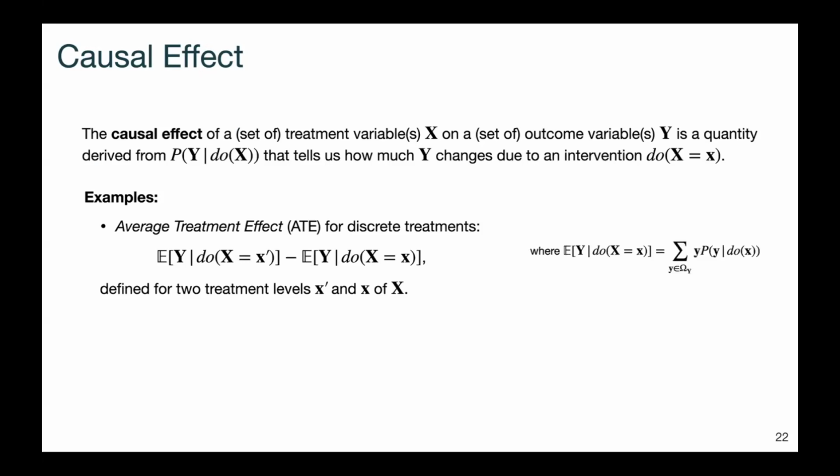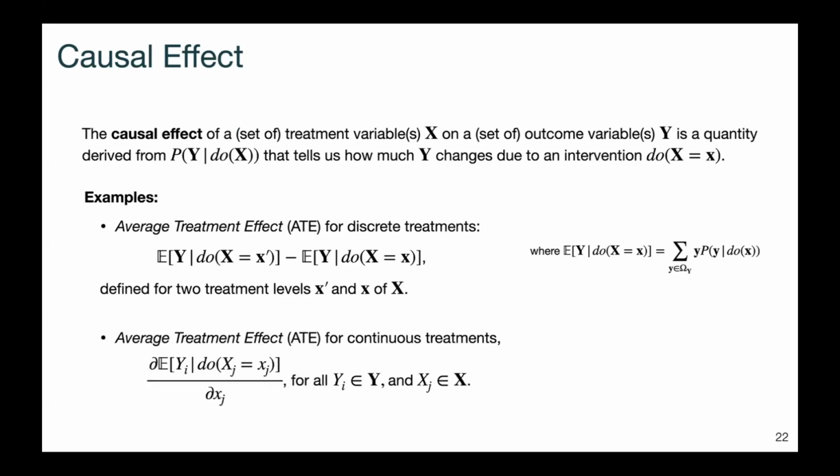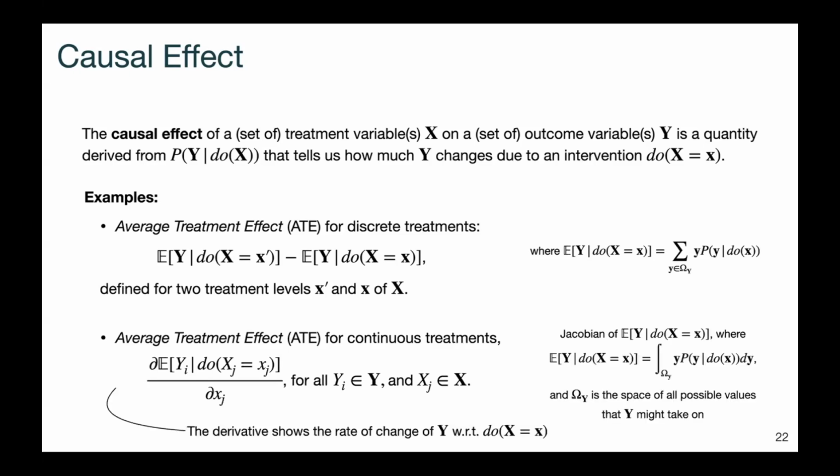Here I'm just showing that given the probability, you can apply the definition of expectation, and that's all, right? As long as you have this probability, you can estimate the expectations, and then you get the difference. If you have a continuous treatment, then some people define it as the partial derivatives of this expectation. And this is also something that can be derived from the interventional probability, right?